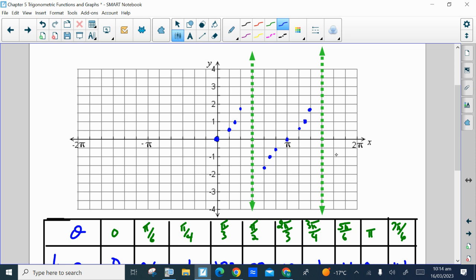At 5 pi on 3, we'll be at -1.73. At 7 pi on 4, we're at -1. At 11 pi on 6, we're at -0.6. And at 2 pi, we're back to 0. So if we first graph between the two asymptotes, between pi on 2 and 3 pi on 2, this is what the graph looks like.